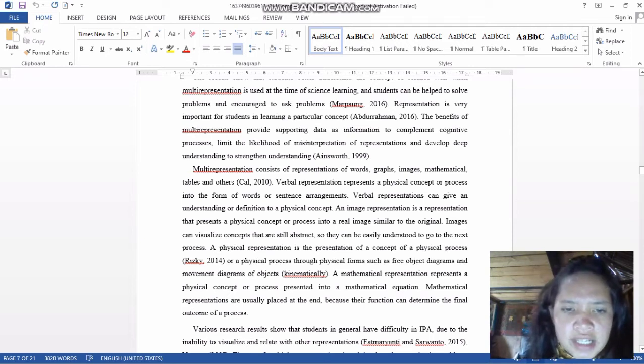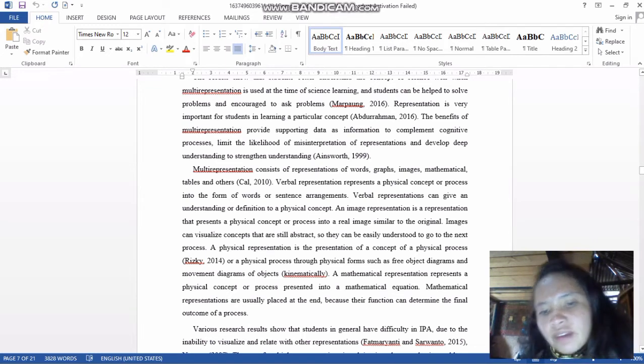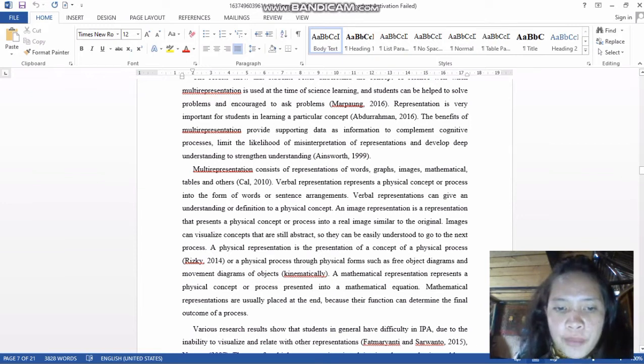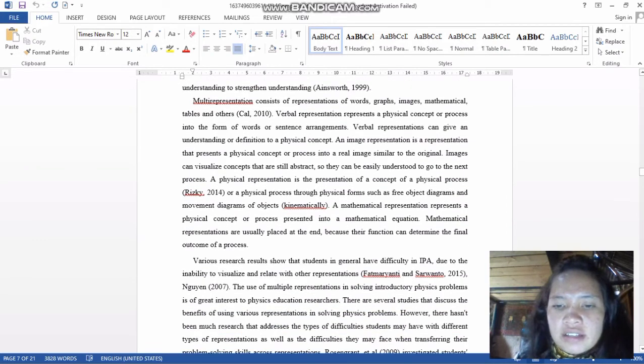A physical representation is the presentation of a concept of a physical process, or a physical process through physical forms such as free body diagram and movement diagram of object, kinematically. A mathematical representation represents a physical concept or process presented into a mathematical equation. Mathematical representations are usually placed at the end because their function can determine the final outcome of a process.